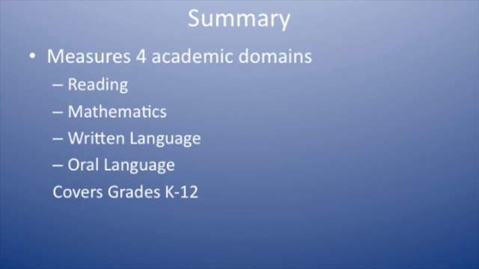Overall, the KTEA2 measures 4 academic domains: reading, mathematics, written language, and oral language. It covers grades K through 12. It helps evaluate interventions or programs, make placement decisions, and helps with program planning for all students.